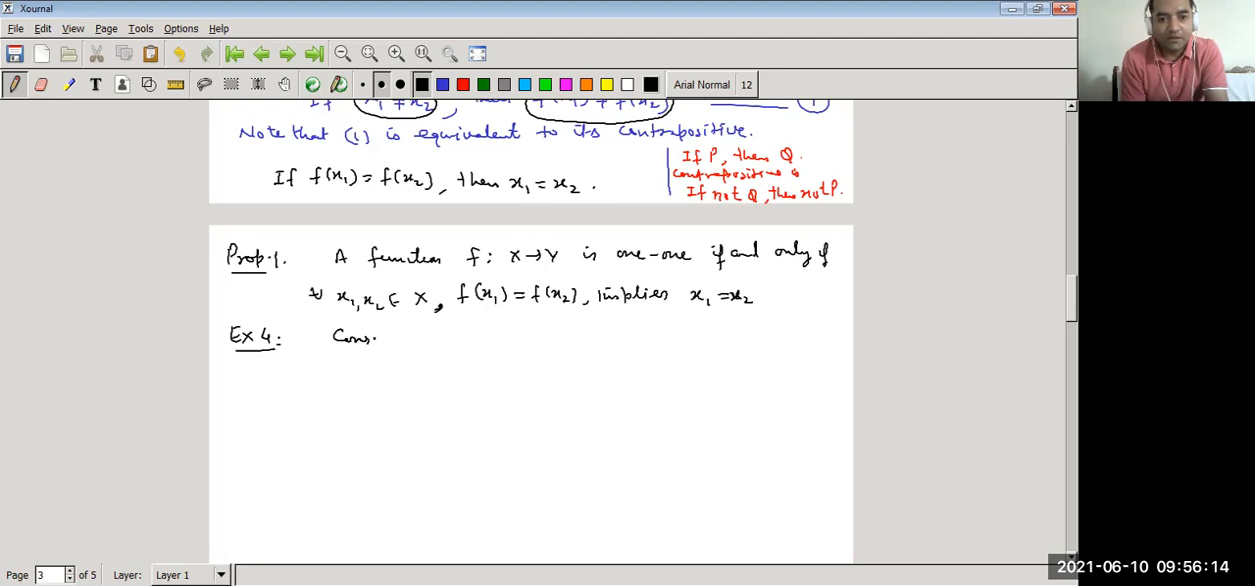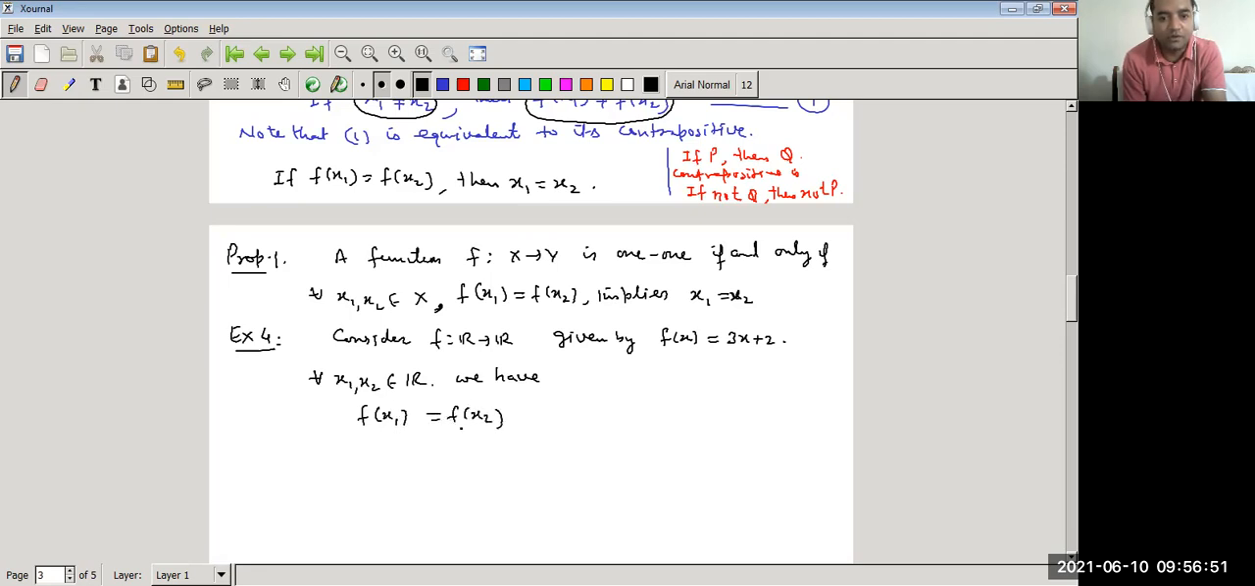Consider a function f from R to R, set of real numbers to real numbers, given by f of x is equal to 3x plus 2 for all x belongs to R. For x1, x2 belongs to R, we have f of x1 is equal to f of x2. Now what we have to prove? We have to show that x1 is equal to x2.